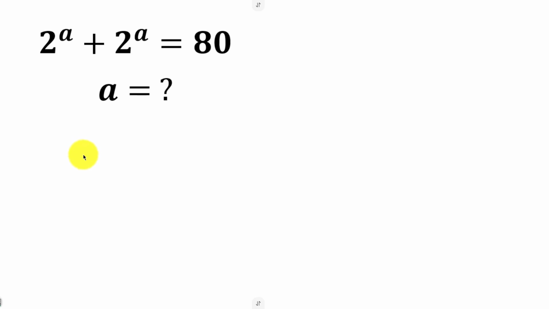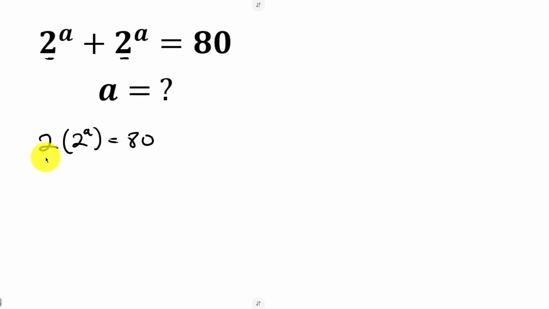We have this interesting question that says find the value of a given that 2 to the power of a plus 2 to the power of a is equal to 80. When I add 2 to the power of a plus 2 to the power of a, I get 2 of 2 to the power of a. This is equal to 80.